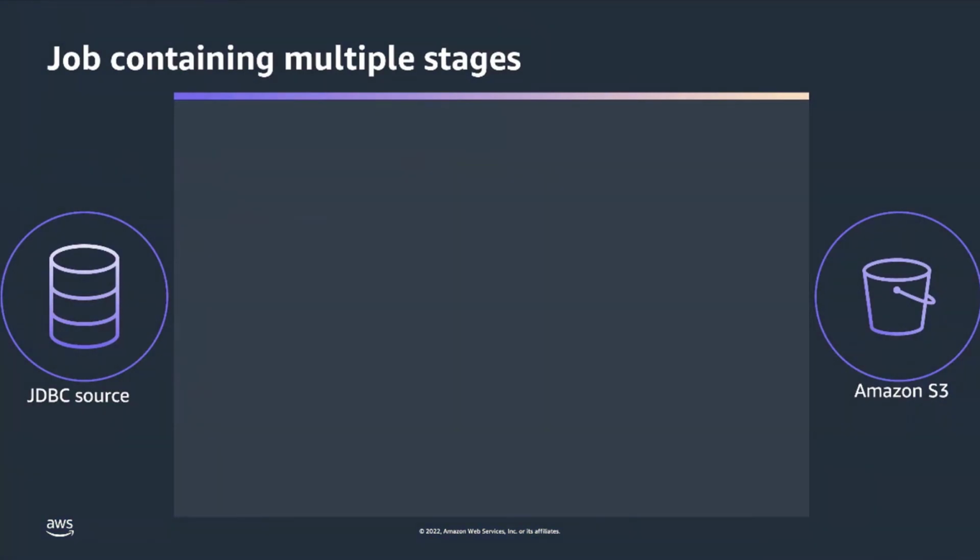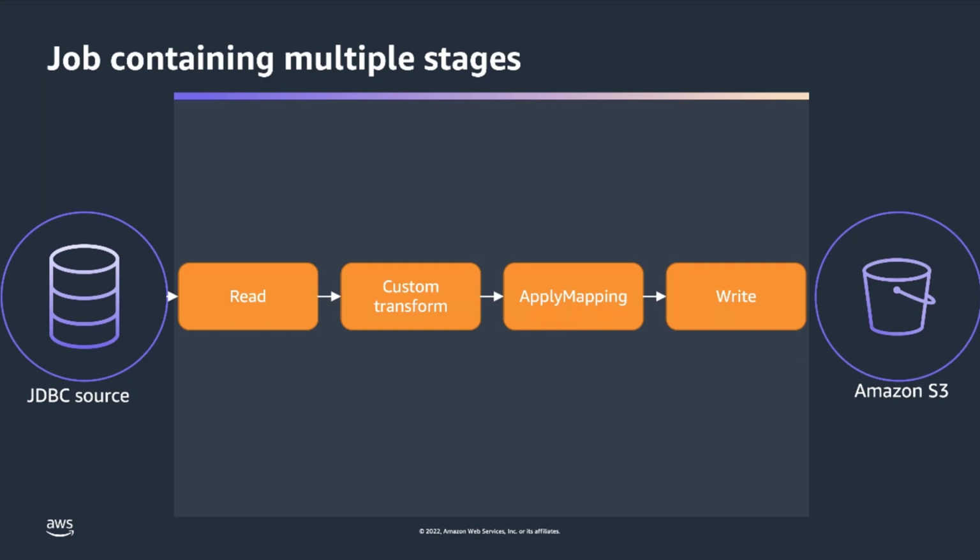So let's go ahead and look at how autoscaling works within a multi-stage job. If we have a JDBC source and we want to read from it, apply a custom transform, a simple mapping, and write it out, you're going to have a few connections when you start the JDBC job. Then you're going to have high parallelization after the data is read into memory in Spark.